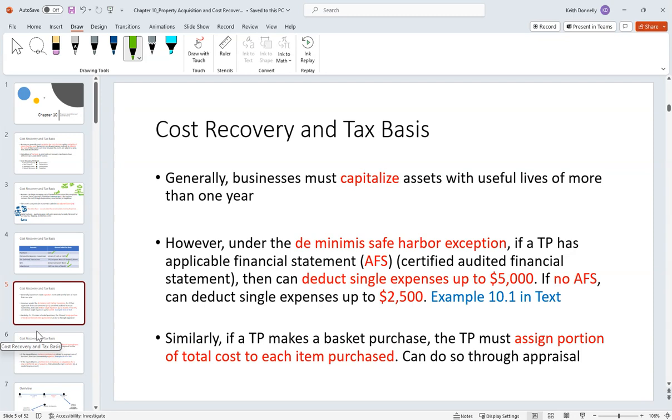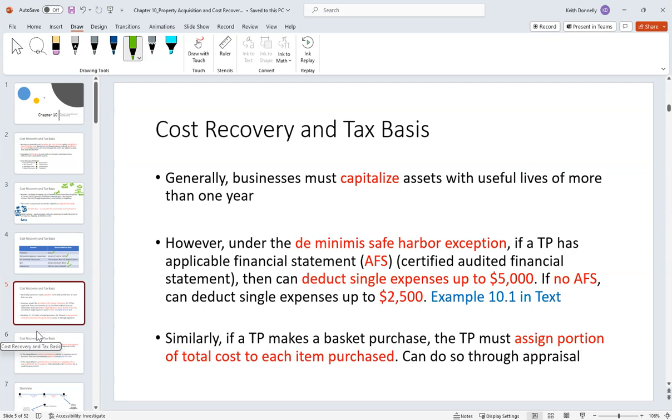One thing right off the bat, we need to separate personal use assets, things in your everyday life, which you don't get deductions for. Like the clothes on your back, the car you drive every day for fun, your boyfriend, your girlfriend. Generally, the tax law does not give you personal use deductions. You only get a deduction if there's a business expense. So here we're talking about business assets.